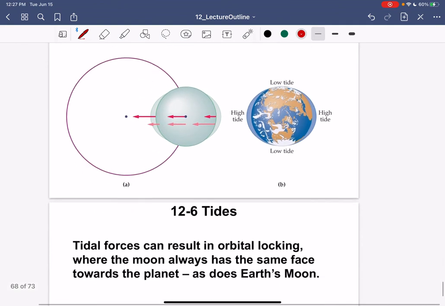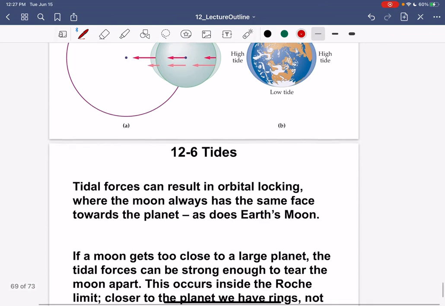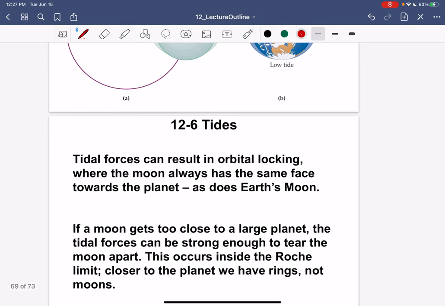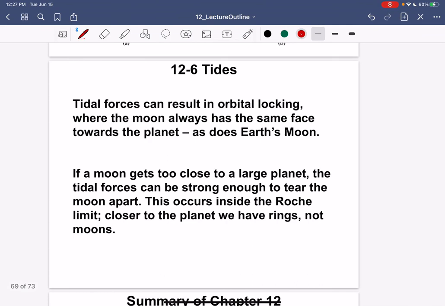And this results in orbital lock-in, where the moon always has the same face toward the planet, as does the Earth's moon. If the moon gets too close to a large planet, the tidal forces can be strong enough to tear the moon apart. This occurs inside the Roche limit, and also near black holes.